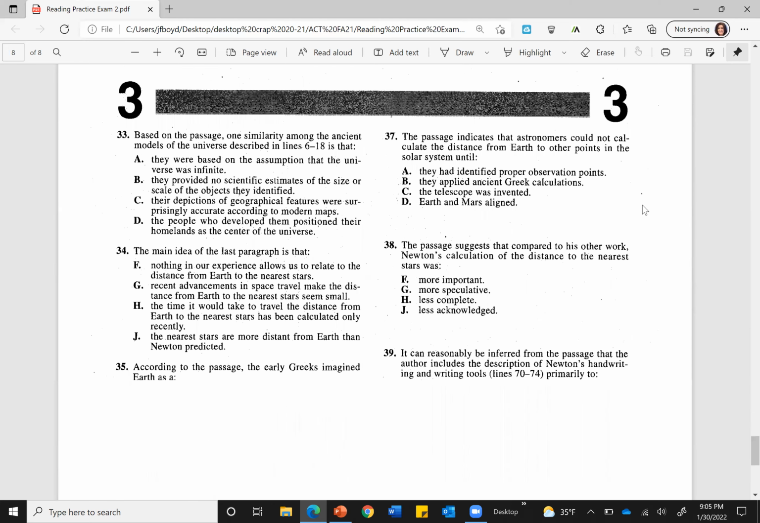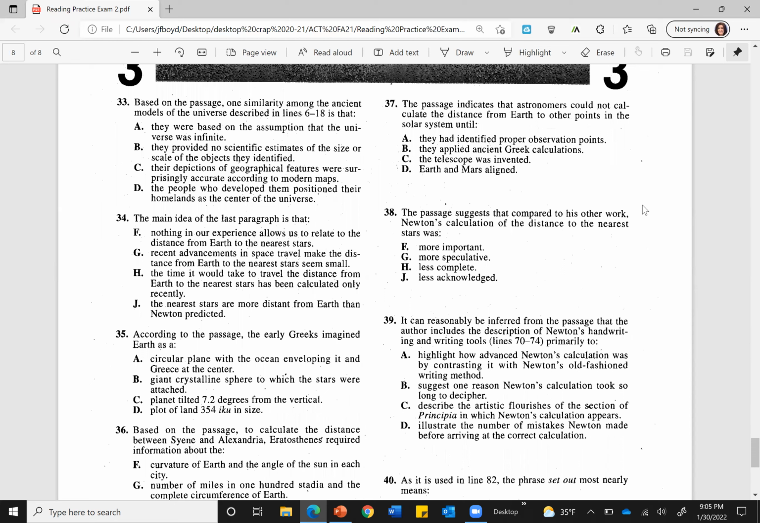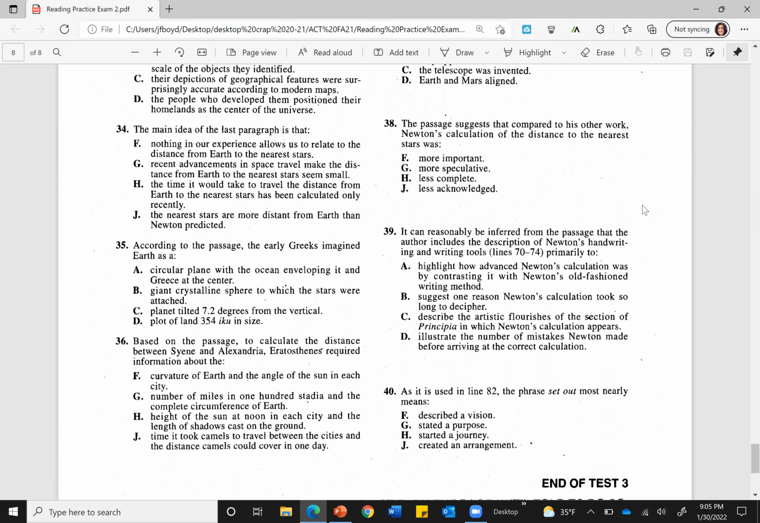This passage has a lot of key ideas and details questions, which is why you see me referring so much to the passage. In fact, 6 out of the questions that you answered here today are key ideas and details questions, which means that if you read the passage very carefully and pay really close attention, if you've got that good reading comprehension, you're going to be able to answer them accurately.